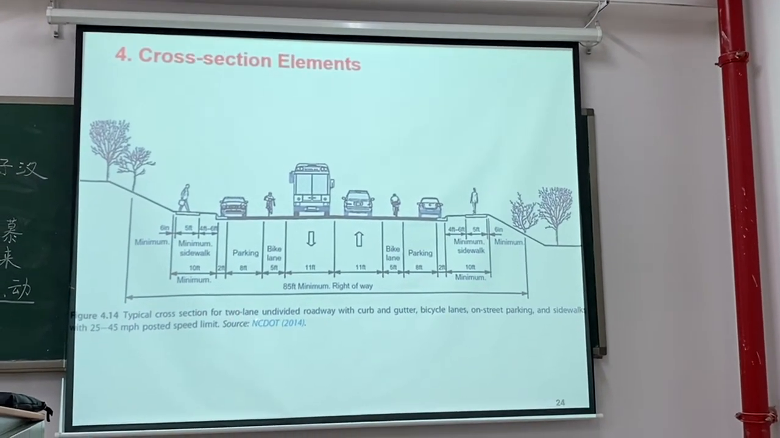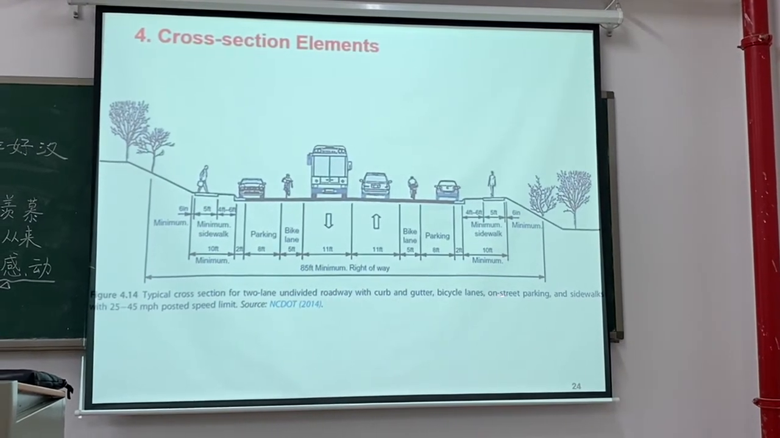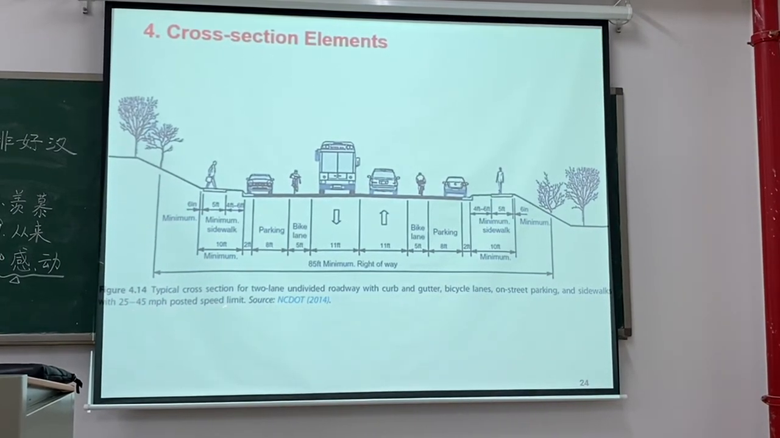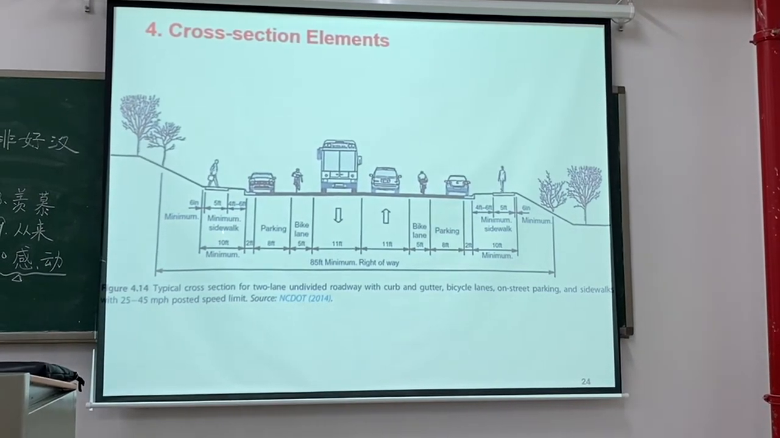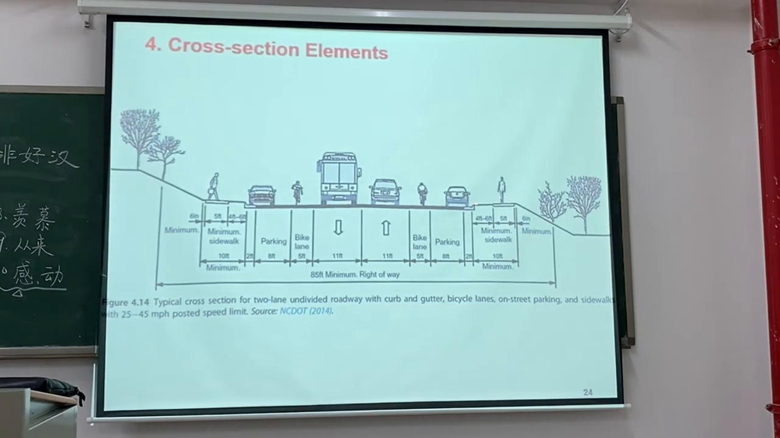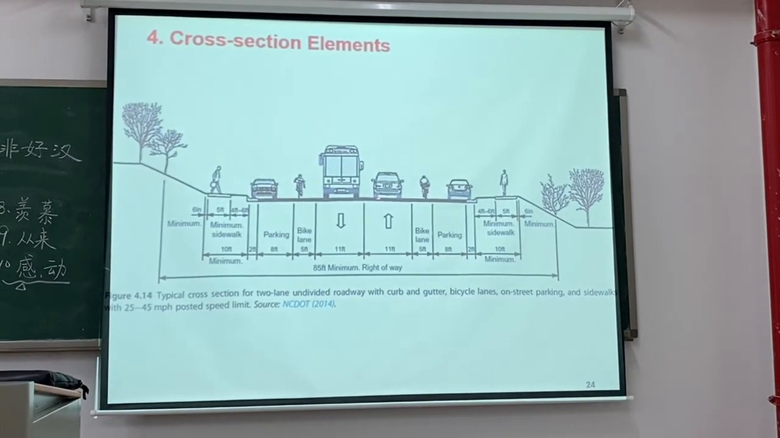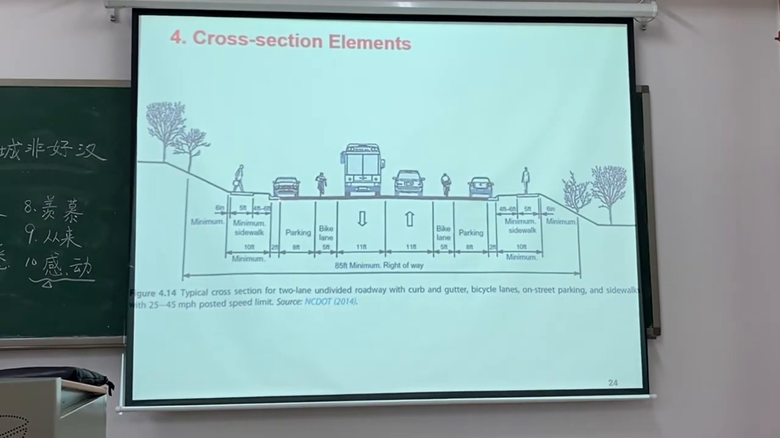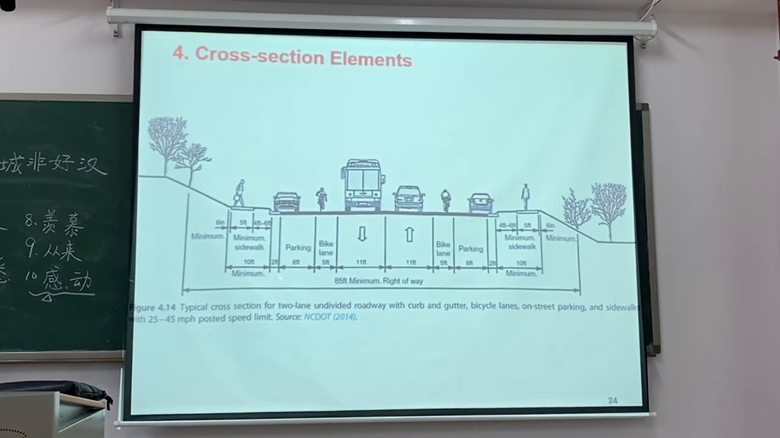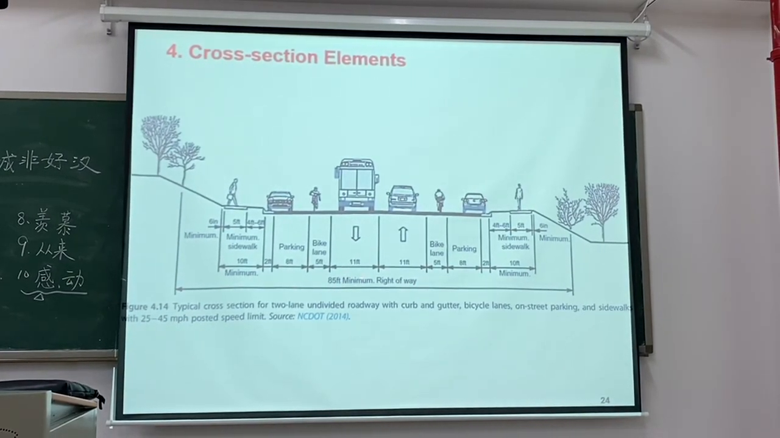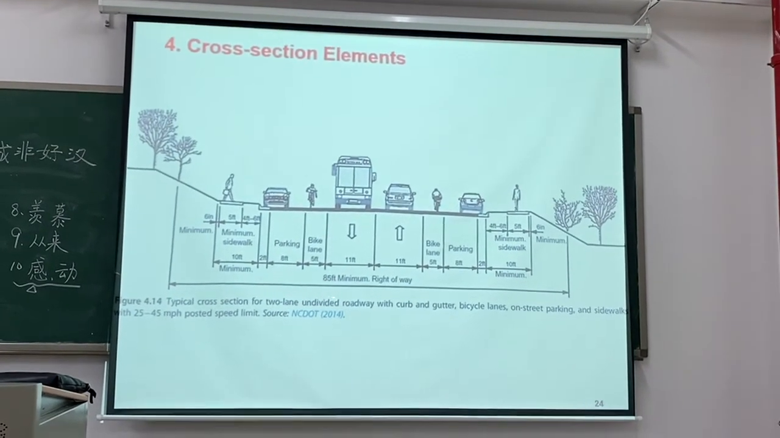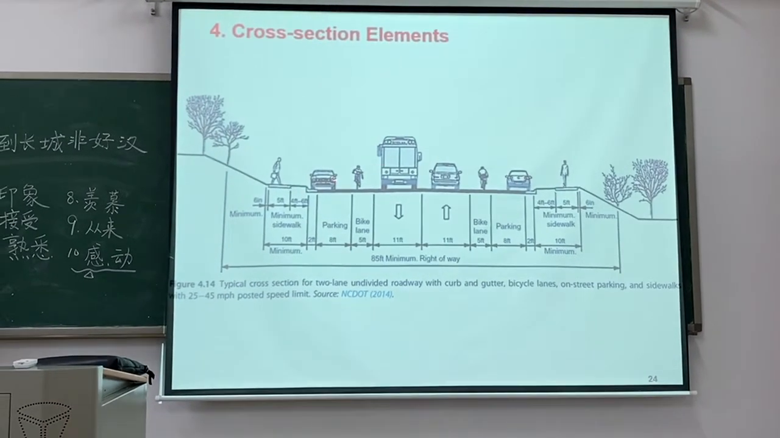This typical cross section is for a two-lane undivided roadway with curb and gutter, on-street parking and sidewalk, with a 25 to 45 mph posted speed limit. Now, there is added on-street parking. On two sides of the road, we added two parking lanes. The width is 8 feet. So the right of way of the road is a minimum of 85 feet, because we add two parking lanes.